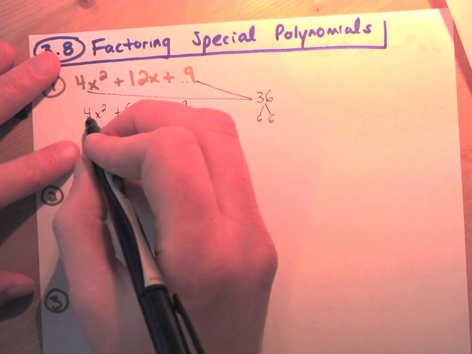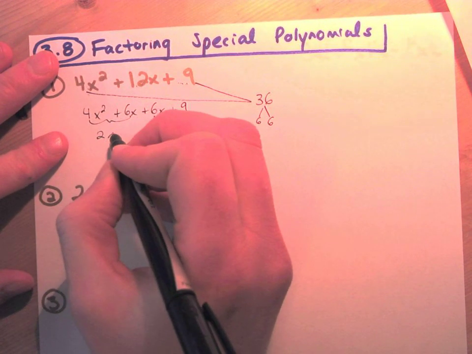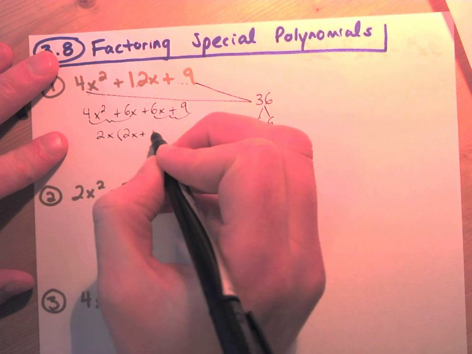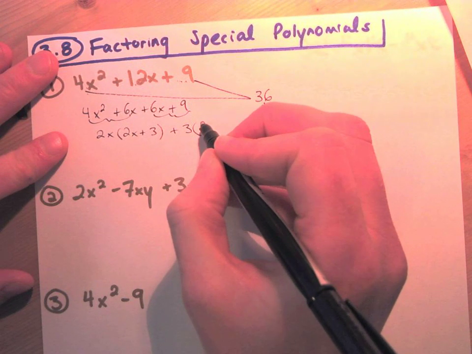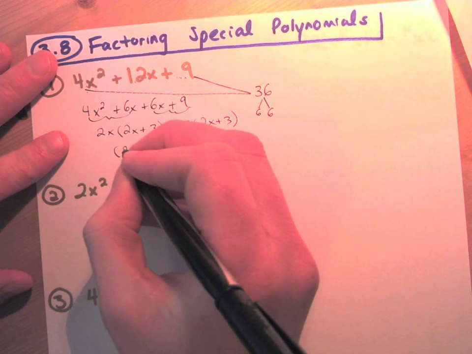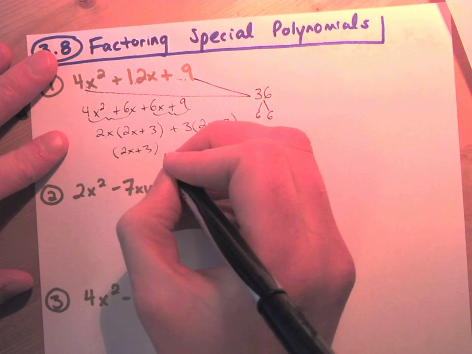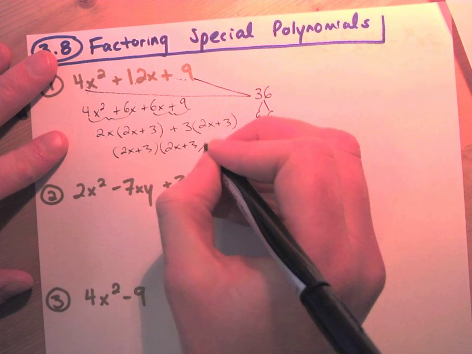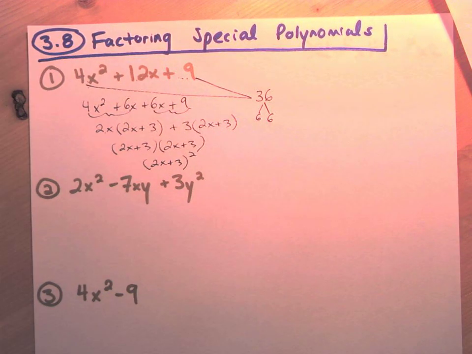And then here we take the GCF of the first two and the second two, so we can take a 2x out, and we have a 2x plus 3, and then here we can take out a 3, and we have a 2x plus 3, and then we write the inside bracket 2x plus 3, and what's not in brackets, 2x plus 3. And one thing we notice is it's 2x plus 3 squared.